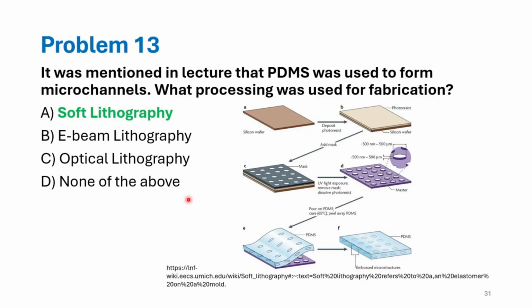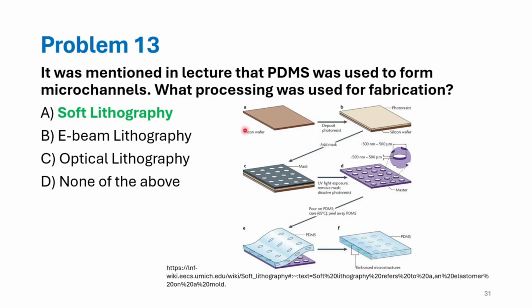Okay, so the answer is soft lithography. So what is soft lithography? In soft lithography, we first make a mold, then we put the PDMS on top of the mold. We cure it and make it hard. Then we remove the PDMS from the mold. Then in the PDMS we will have whatever patterns were in the mold.